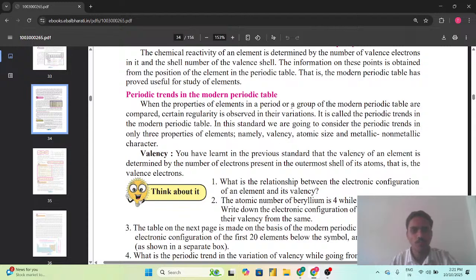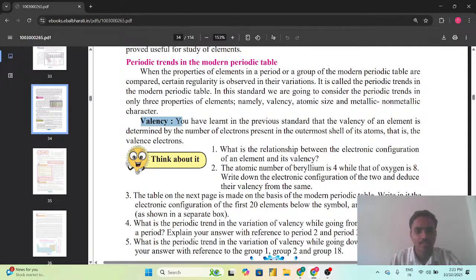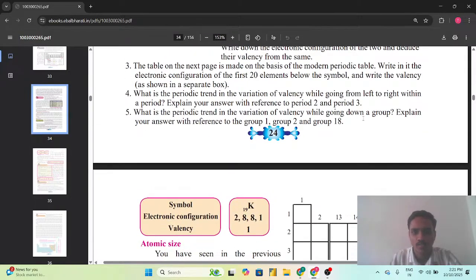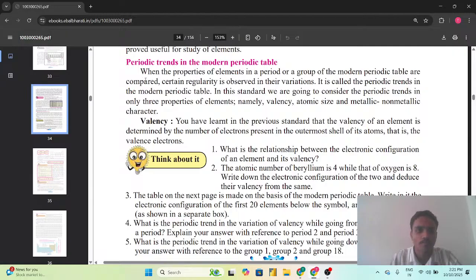So we are looking at the periodic trends in the modern periodic table. We have studied about the valency. Now, as we have studied about the valency, we are going to see how the valency varies in the modern periodic table.